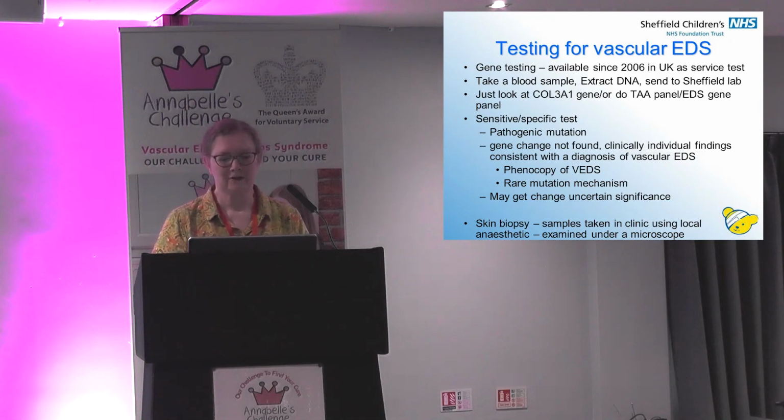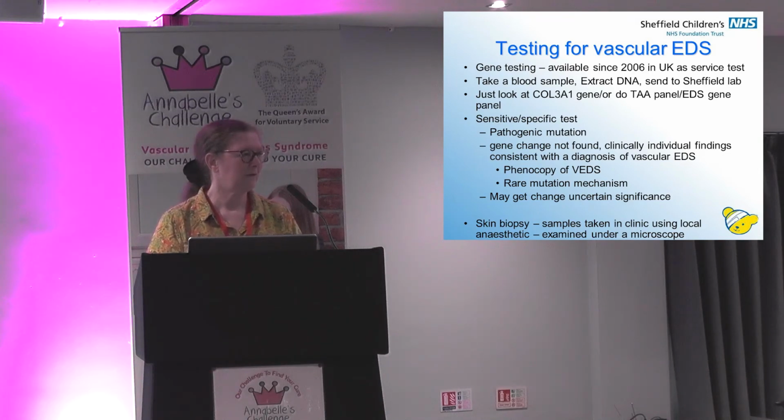There are 3 possibilities of what you might get when you do a genetic test. One is that you find a pathogenic variant, so that's clear, we know what we're dealing with. Second is that you don't find a change in the gene. Now, for some individuals, you may still think that they look like they've got vascular EDS. And what are the possibilities there? Well, it might be that there's a phenocopy of vascular EDS.